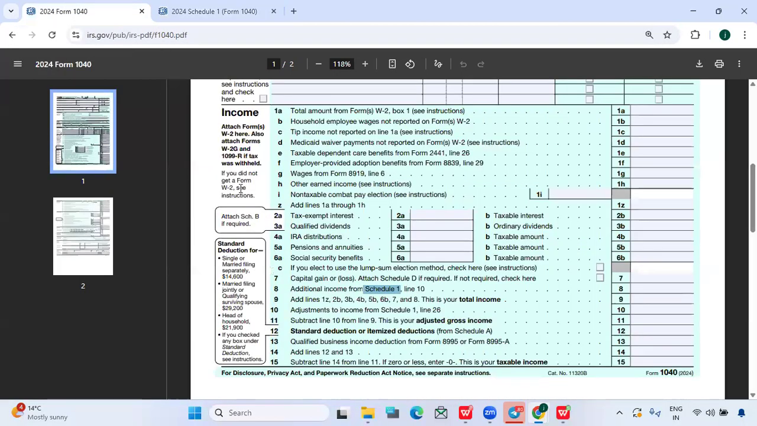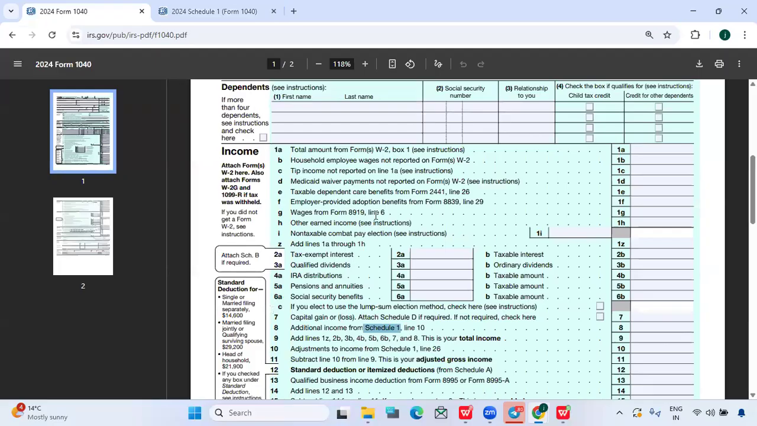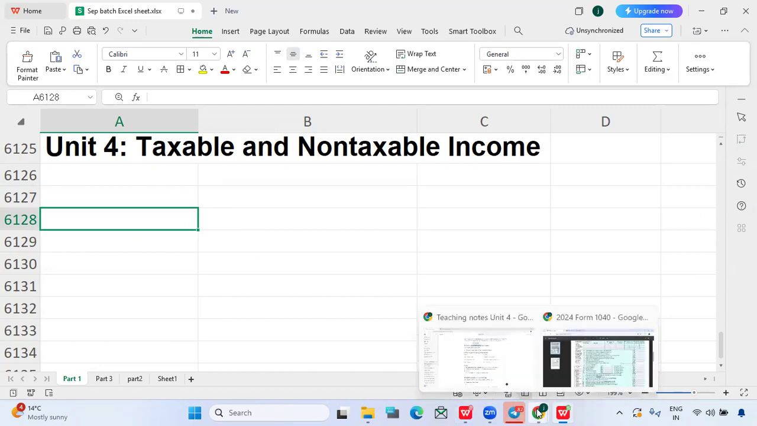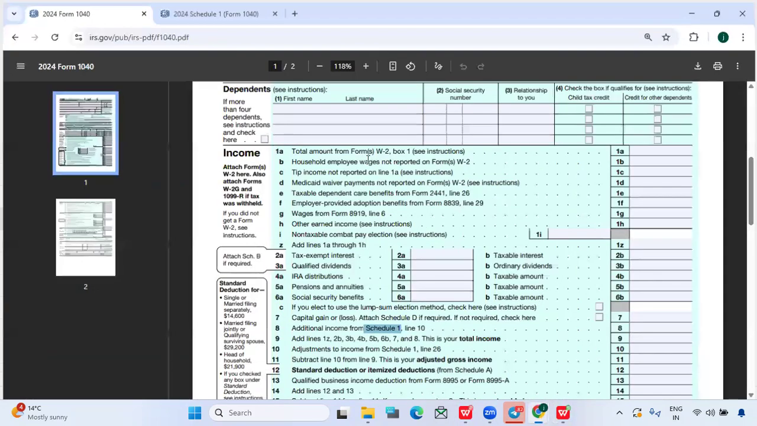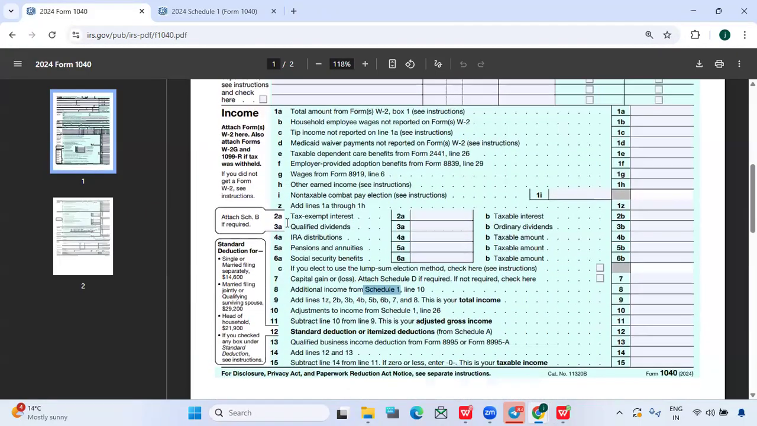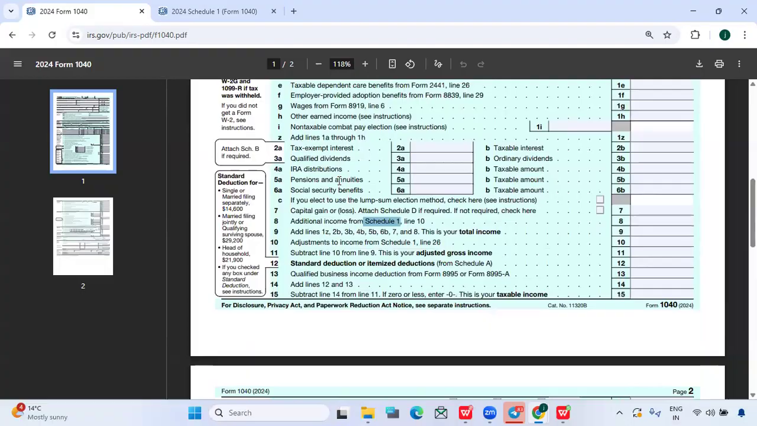So this is the basic understanding. In this we have seen a couple of incomes. Now these incomes we can classify into two: one is taxable income and another is non-taxable income, which is excluded income. So this is what we understood in Form 1040. After adding additional income, we will get total income.